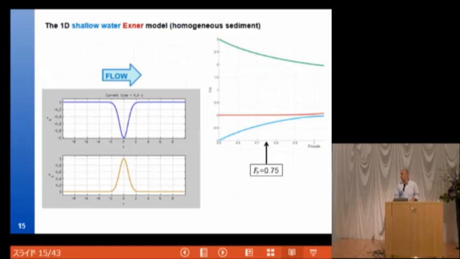Let me show with an example. I take the example that I showed before. The Froude number is 0.75, so we are in the subcritical region. Now I will run the movie. Please have a look here at the beginning, this region. You will see a very fast wave rising.